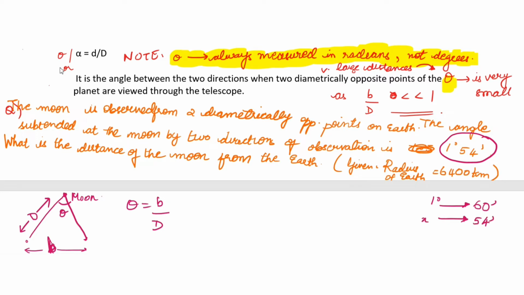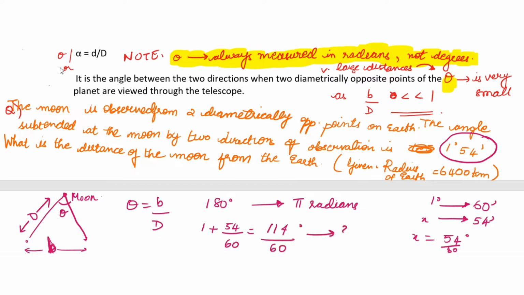So we know 1 degree is 60 minutes. We need to find how much is 54 minutes. By simple cross multiplication we get x as 54 by 60. There is already 1 degree and here we have 54 by 60 degrees, so we add them. We know 180 degrees is pi radians, isn't it? We have learned this. So 1 plus 54 by 60, that is 114 by 60 degrees. How many radians is that?